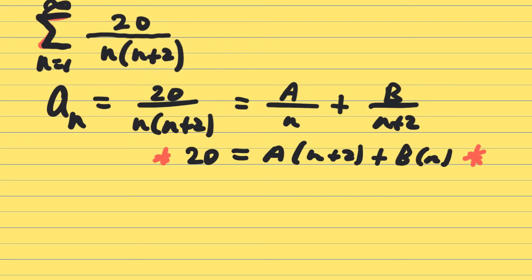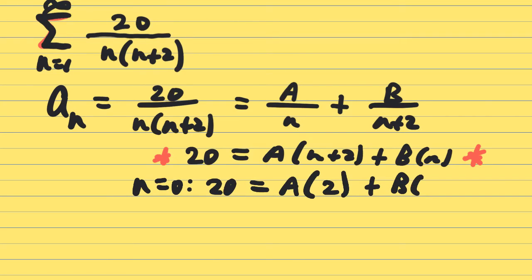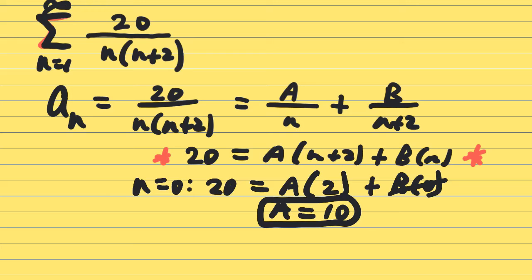Now, if you look at the split fractions, good choices for n are going to be 0 and -2. Those are the zeros for each denominator. And if you choose those, it'll help you block out a and b one at a time. So let's go n equals 0. That's going to be 20 equals a times 0 plus 2 plus b times 0. So that section's gone. 20 equals 2a. So that tells us a is equal to 10. And we'll hold on to that.